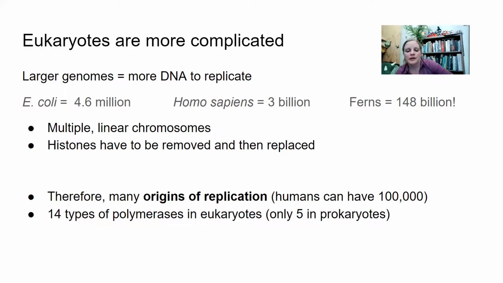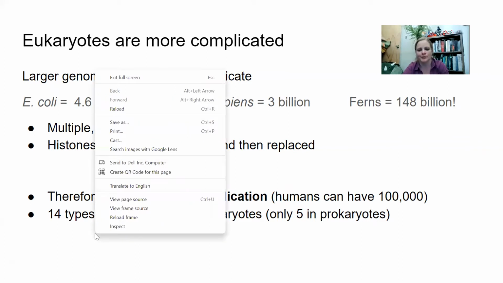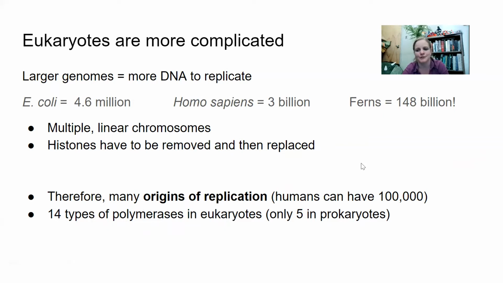We also see that in the linear chromosomes of eukaryotic organisms, we have more origins of replication. So we might have 1 strand of DNA that is actually undergoing replication at multiple points. Humans can have like 100,000 origin of replication spots. There are more kinds of polymerase in eukaryotes than there are in prokaryotes, but for this basic class, we don't need to know all of the various different kinds. Just know that it's more complicated in eukaryotes, of course.